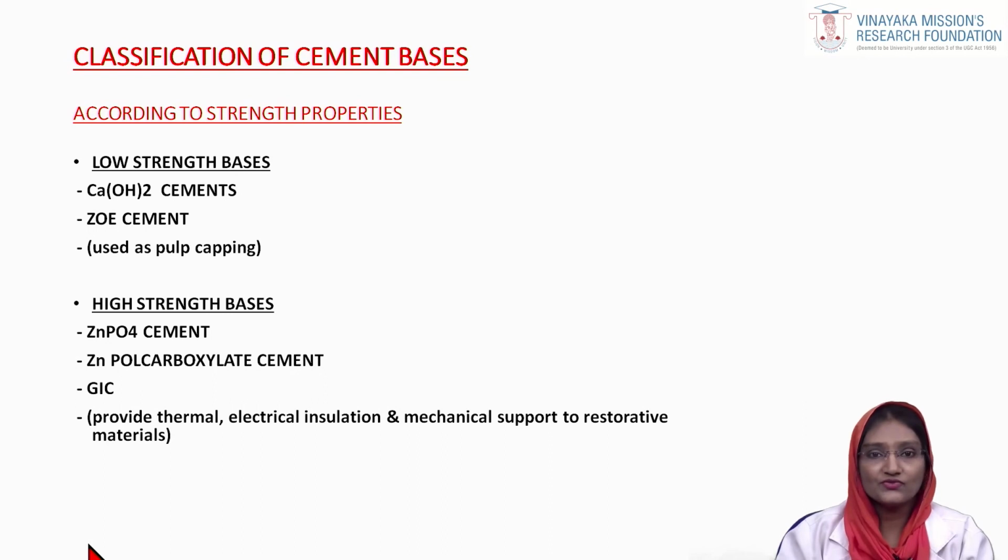So according to the strength, it can be divided into low strength bases and high strength bases. Under low strength bases, the examples are the calcium hydroxide cement and the zinc oxide eugenol cement. These can be used as a pulp capping agent. Whereas in case of high strength bases, you can use the zinc phosphate cement or zinc polycarboxylate cement or GIC. So these will provide the thermal insulation, electrical insulation and mechanical support to the overlying restorative materials.